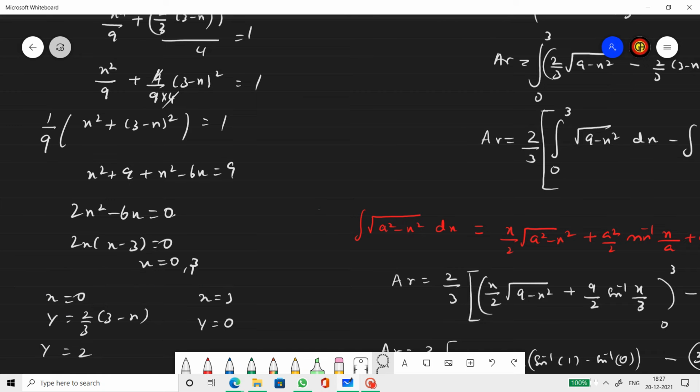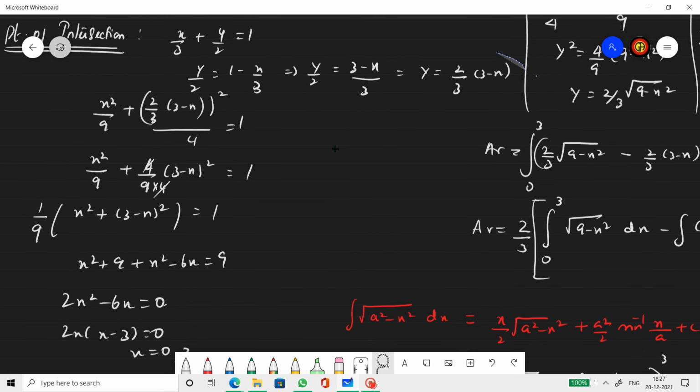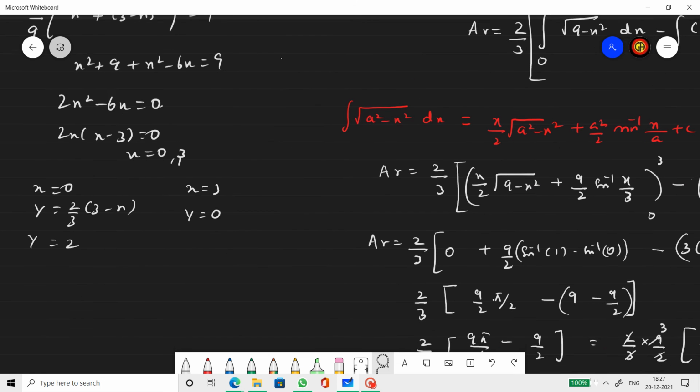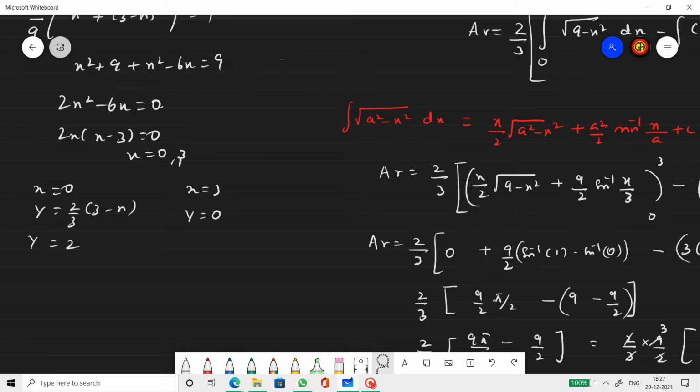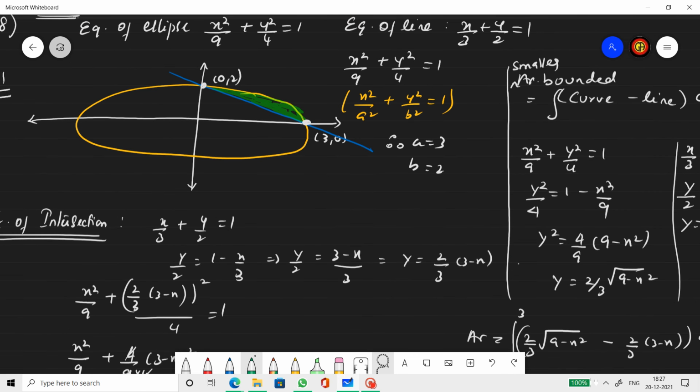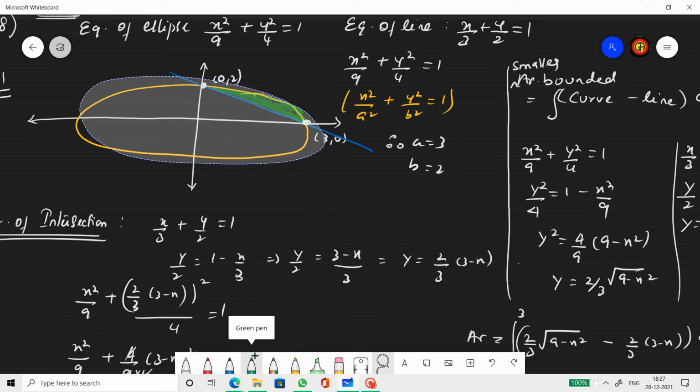So when x is 0, naturally y will be found by applying it over here. When x is 0, y will become 2 by 3 into (3 minus 0), which is 2. So when x is 0, y is 2. And then when x is 3, y is 0, applying the same expression. So once you find x and y, we know how the line will travel. One point is (0, 2), another is (3, 0). So now draw the line segment joining these 2 points. I'm repeating this one more time: first we draw the ellipse, then we find the points of intersection, and then we join the points to get the line.